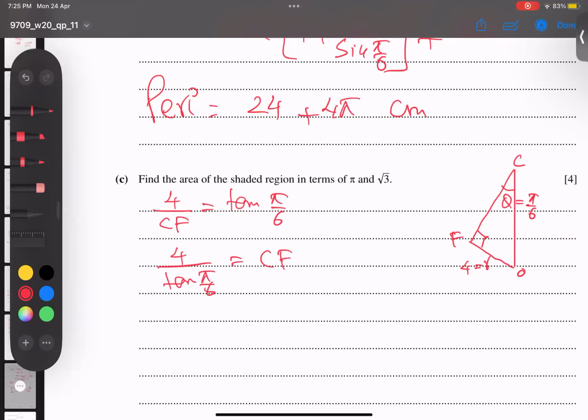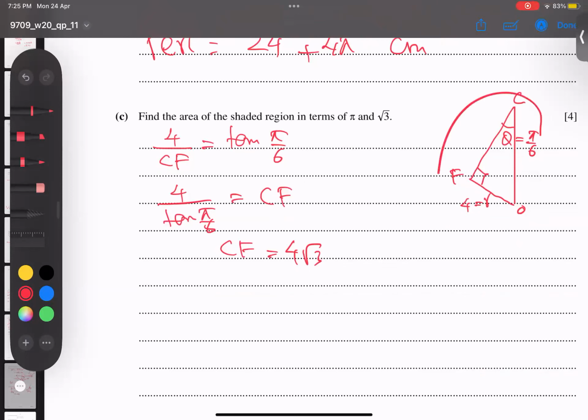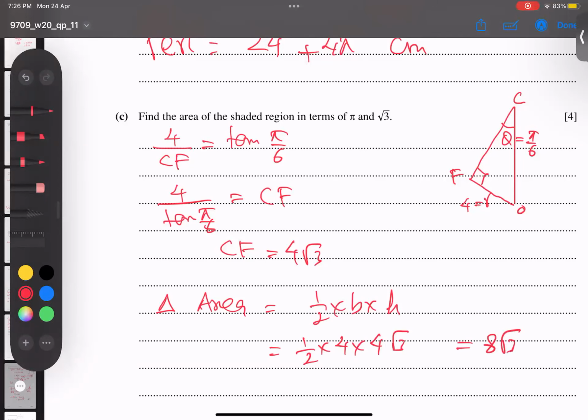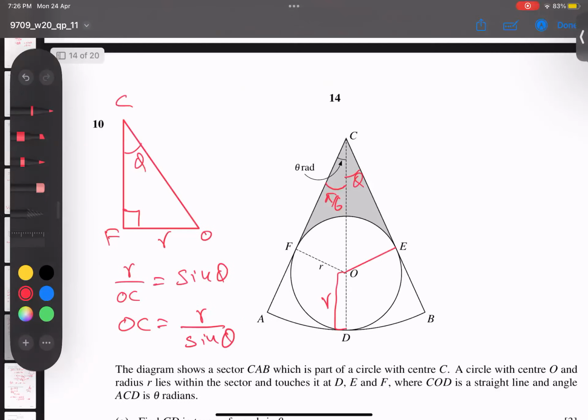So in this way, I got it. So 4 divided by 1 over root 3, I get 4 root 3. So CF becomes 4 root 3. So this is clear. Now how to get the area of the triangle, students? Half into base into height. 90 degrees is given. So one side is called base and CF is called height. So triangle area is half into base into height. Base is 4 and height is 4 root 3. So I get 8 root 3. And it means, students, this triangle is 8 root 3, into 2, I get the full kite area.